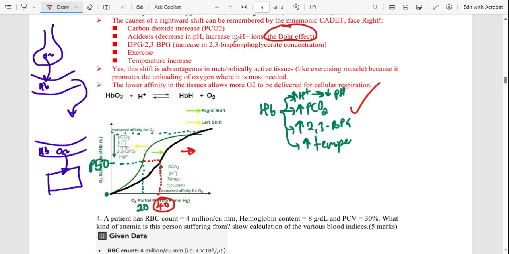This effect promotes the release of oxygen from the hemoglobin, because it's very hard for oxygen to be bound to hemoglobin, so that the oxygen can go and bind to the tissues. If the opposite happens, where you move in this direction, we call that the Haldane effect. And that means that these factors that I've listed here have basically decreased.